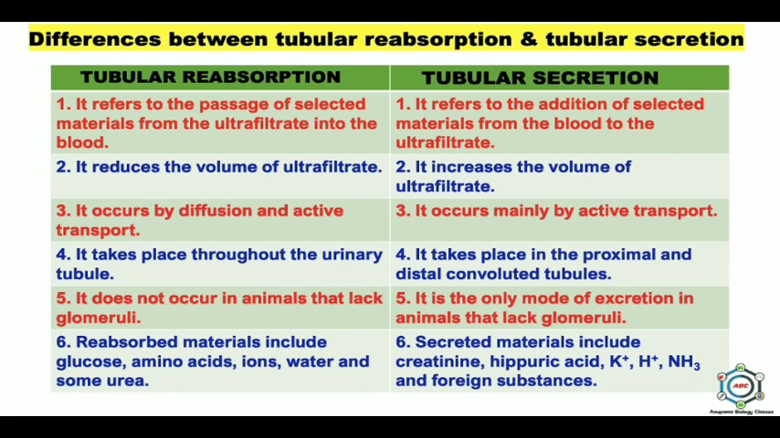Tubular reabsorption takes place throughout the urinary tubule, while the tubular secretion takes place in the proximal and distal convoluted tubules. Tubular reabsorption does not occur in animals that lack glomeruli, while the tubular secretion is the only mode of excretion in animals that lack glomeruli. In case of tubular reabsorption, reabsorbed materials include glucose, amino acids, ions, water, and some urea. While in case of the tubular secretion, secreted materials include creatinine, hippuric acid, potassium, hydrogen, ammonia, and foreign substances.